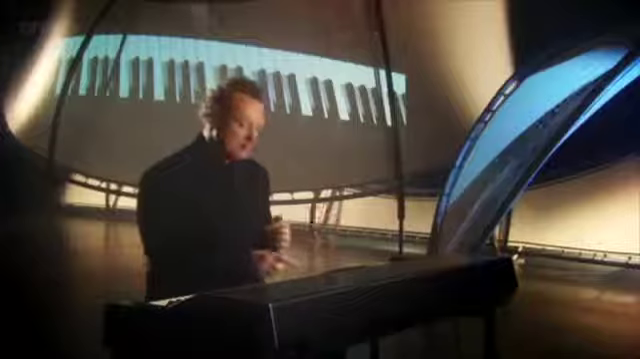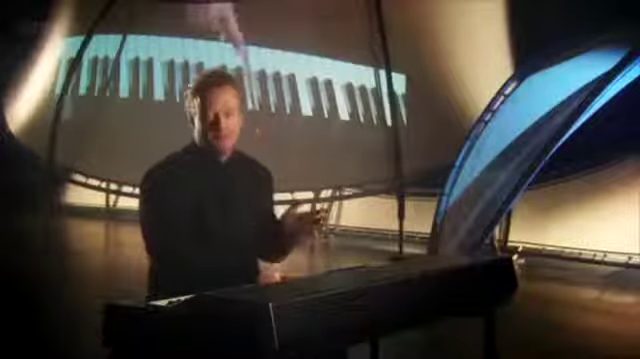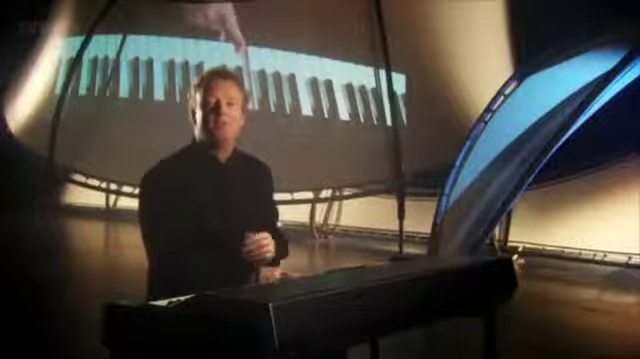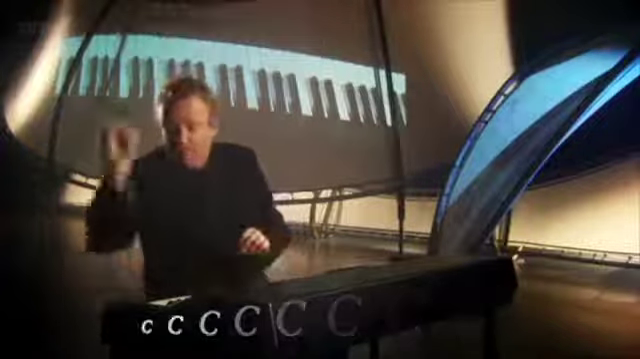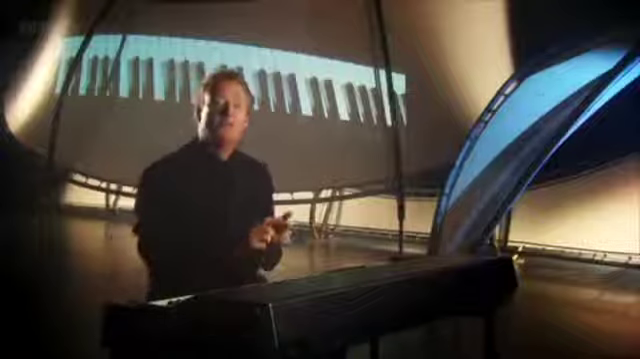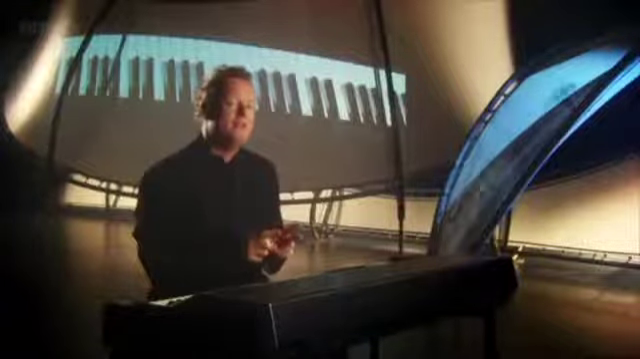Looking again at our piano layout, we see that if we find the note C, for example, it occurs 8 times from bottom to top of the keyboard. We also notice that there are 12 other notes between each of the Cs.